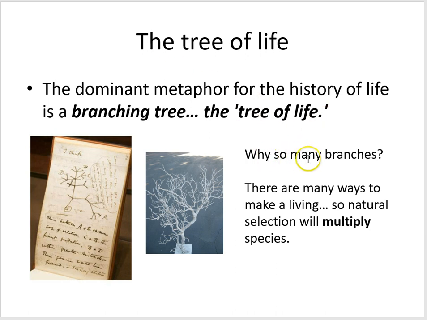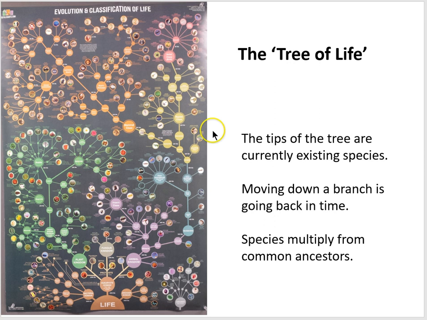Now, why does the tree of life have so many branches? Well, we've learned that there are many ways to make a living on Earth, so natural selection will tend to multiply species over time. Now, this is a picture of a poster, actually, that illustrates the tree of life. The tips of the tree are currently existing species. So, for example, we've got some mammals up here, and as we go down a branch, we're moving back in time, back towards extinct ancestors.